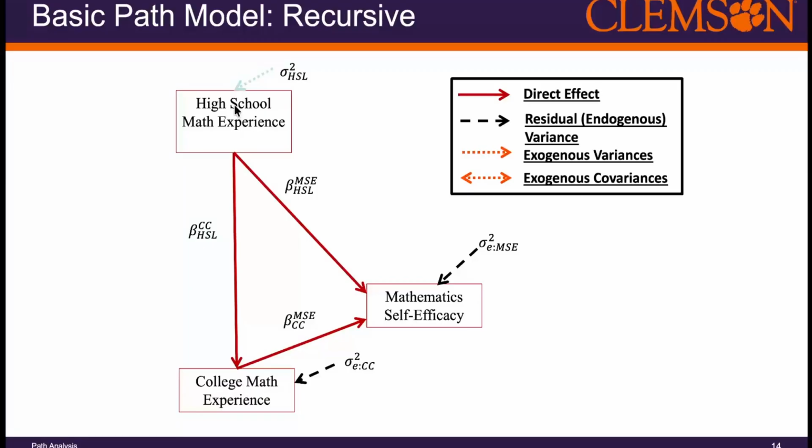These variables have a directional arc in that if you started here at high school math experience and you followed the path, you'd end up at math self-efficacy, either going through college math experience, that would be the mediator, or directly to math self-efficacy. Similarly, with college math experience, you'd end up at math self-efficacy. There's no way to get back to it.